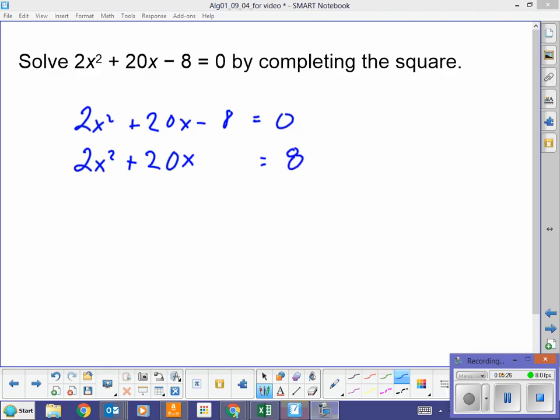Okay. Now I can divide everything by 2. I can reduce it down. I could have done that on the first step as well. But x squared plus 10x equals 4. Reduce everything down. Now I'm going to complete the square here and add the same thing to this side. So now it's just like the problem we just did. Half of 10 is 5. 5 squared is 25.